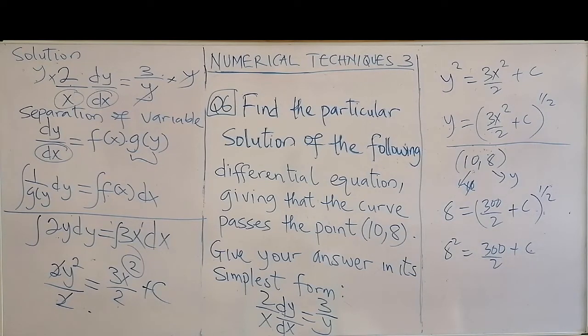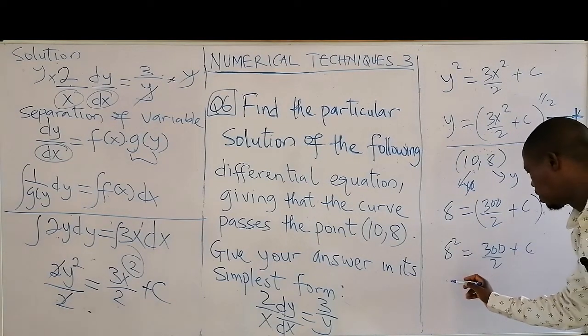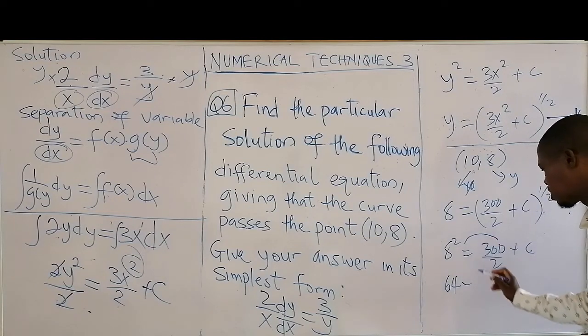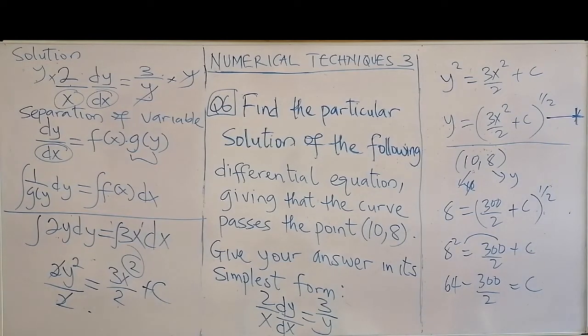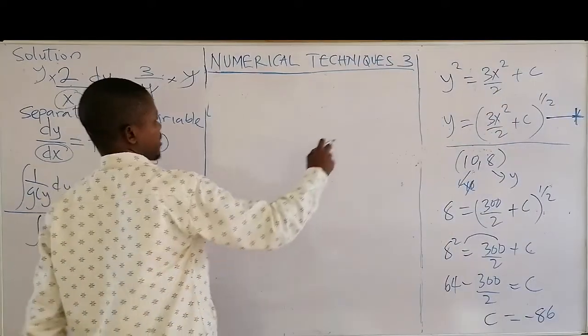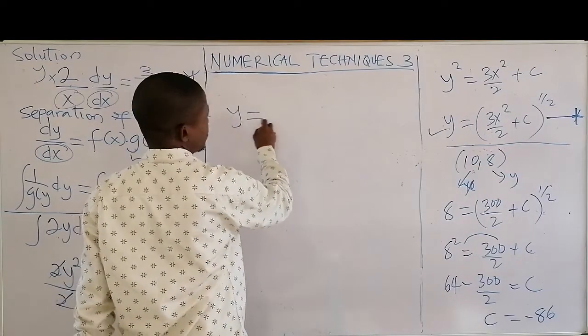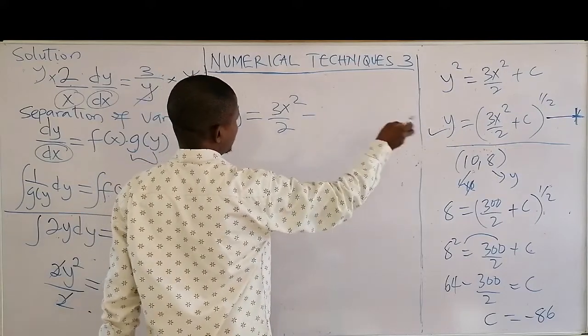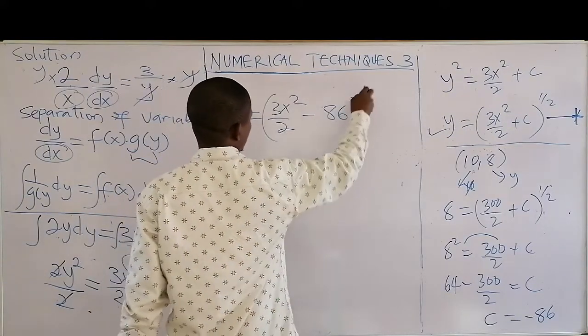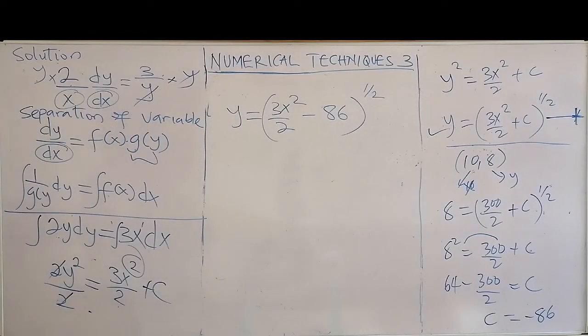The moment we get our c, we just come back here and substitute back. So c will become 64 minus 300 over 2, this one going to the other side, equal to c. Then we can get c. That's minus 86. So c is minus 86. For the final answer, we just come back here. So y is equal to 3x squared over 2 plus c, which is minus 86, and then also power half. So that's our answer to that question, and that finishes that question.